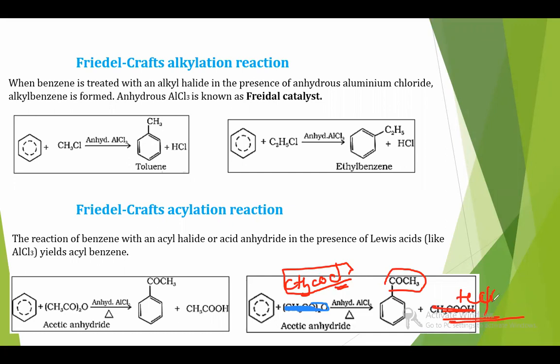hydrochloric acid. So when benzene reacts with an alkyl halide, that is the first equation, or with an acyl halide, that is the second equation, and acetic anhydride is also used, we get acyl benzene. This is Friedel-Crafts alkylation and acylation. For all these reactions we studied, there is a mechanism.